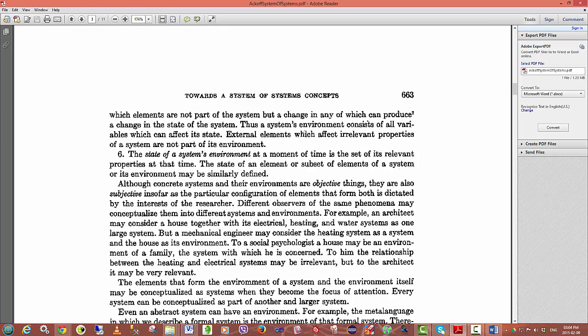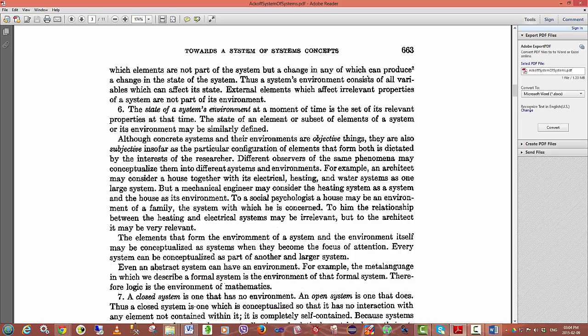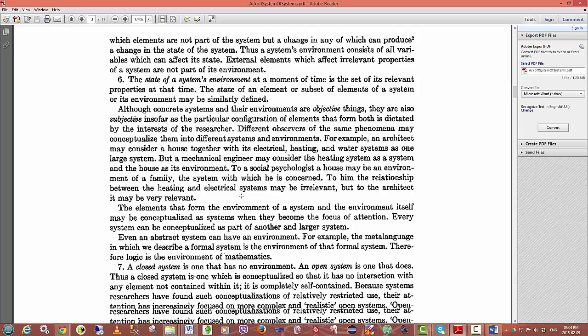External elements which affect irrelevant properties of a system are not part of its environment. In other words, there is no point modeling something which we are not looking to measure. The state of a system's environment at a moment of time is the set of its relevant properties at that time. The state of an element or subset of elements of a system or its environment may be similarly defined.